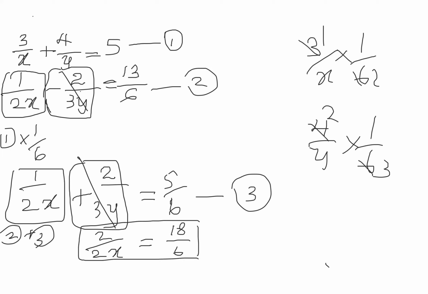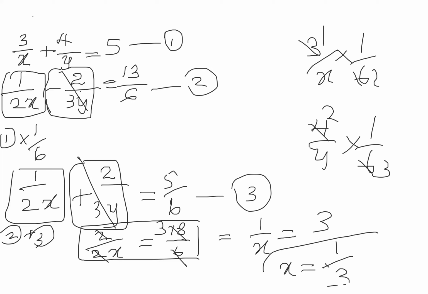So we can further simplify this one, 2 and 2, right? And 6 and here 3. That means what? 1x equals 3, and x equals 1/3. Okay, we got the value for x, right? 1/3.